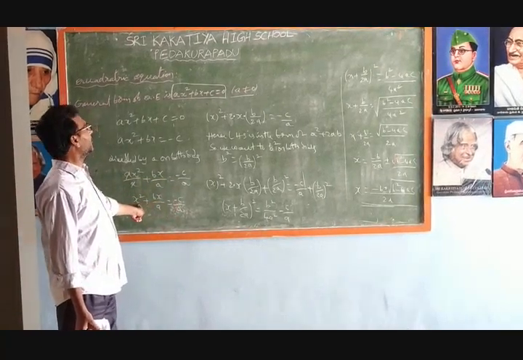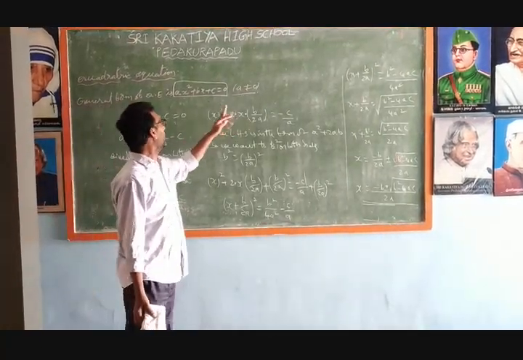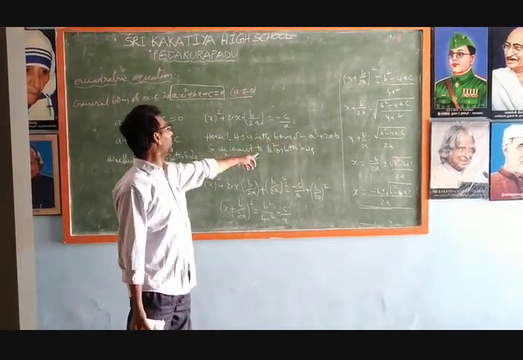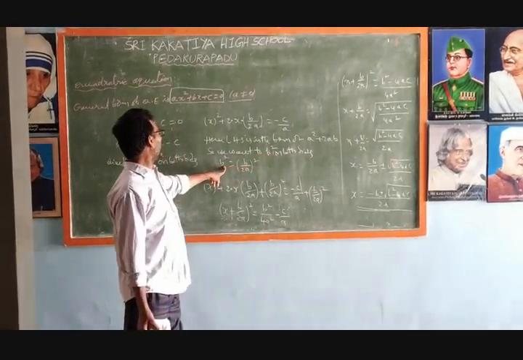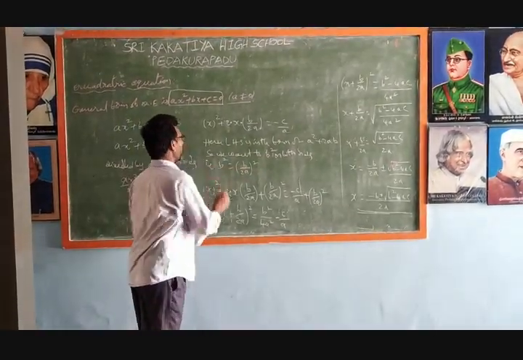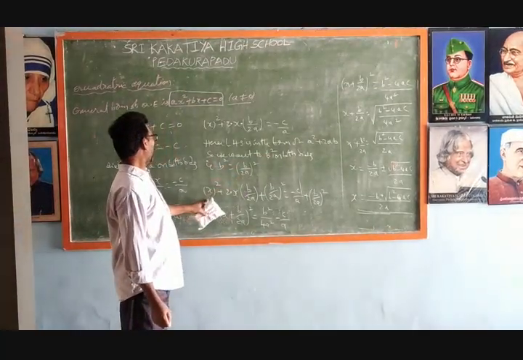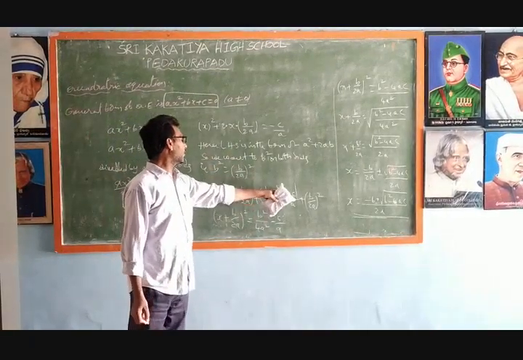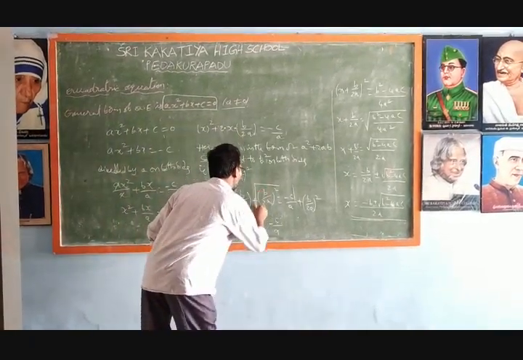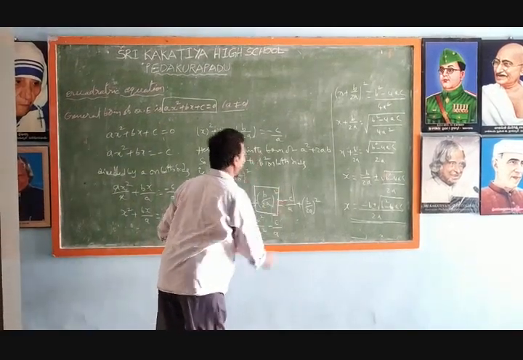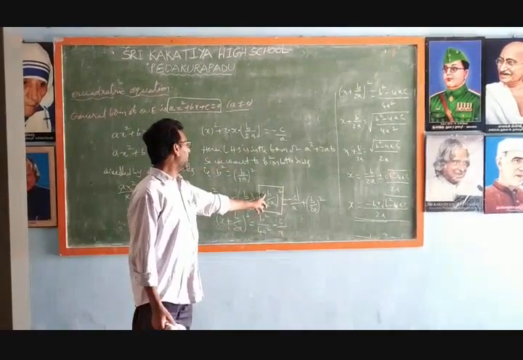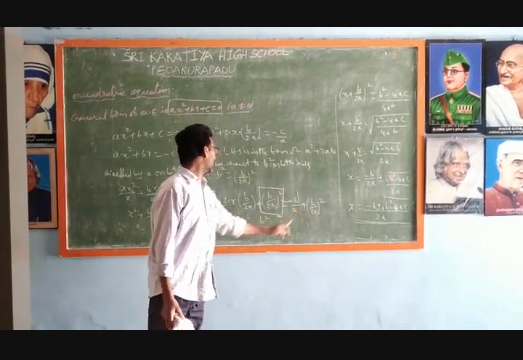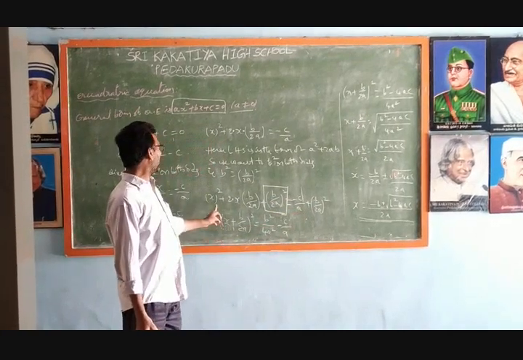This LHS is in the form of a square plus 2ab. So we want to add b square on both sides, that is b by 2a whole square. That gives x square plus 2 into x into b by 2a plus b by 2a whole square. What we want to add is very important in this problem: b by 2a whole square. Now the LHS is in the form of a square plus 2ab plus b square.